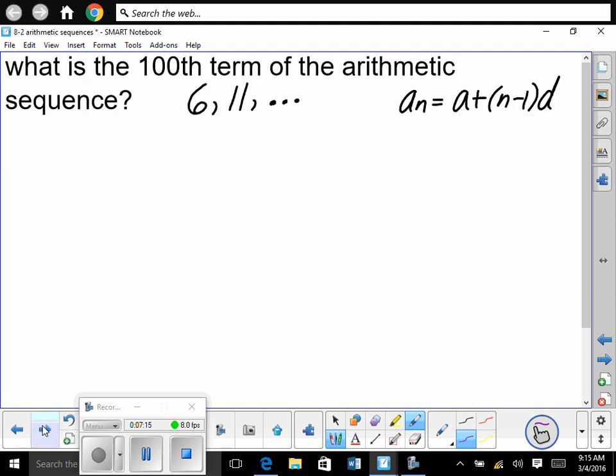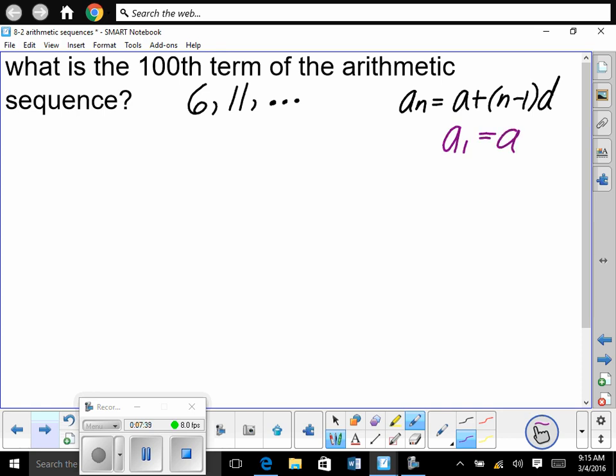Okay, so it says, what's the 100th term in this arithmetic sequence? So first of all, you say to yourself, okay, if it's arithmetic, I know I can find any term using an explicit formula. I like the explicit formula because you don't need the previous term for that. So the explicit formula for an arithmetic sequence is a sub n is equal to a plus n minus 1 times d. So remember, a is a sub 1.